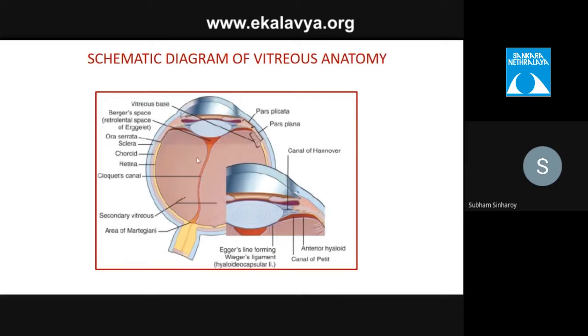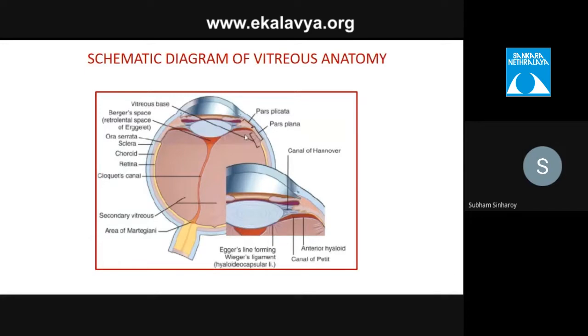And this Cloquet canal has an anterior-posterior extension. Anteriorly, it gets connected to the potential space in the retrolental space. You can see the cursor here. It's called the Berger space or the space of Erggelet. And posteriorly, it opens up into the optic disc area and the preoptic area with the extension called the area of Martegiani.